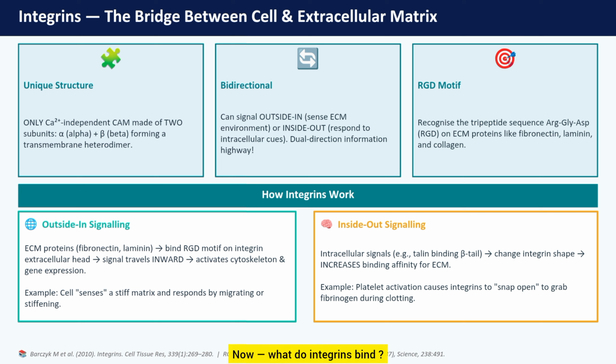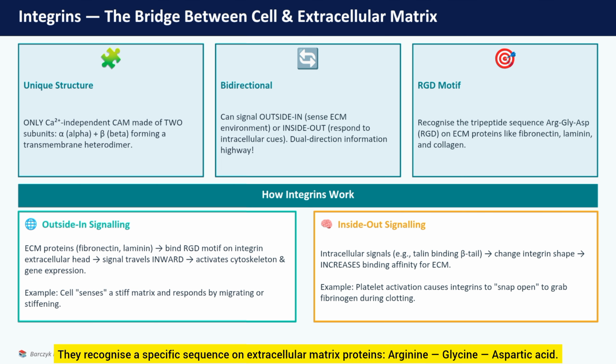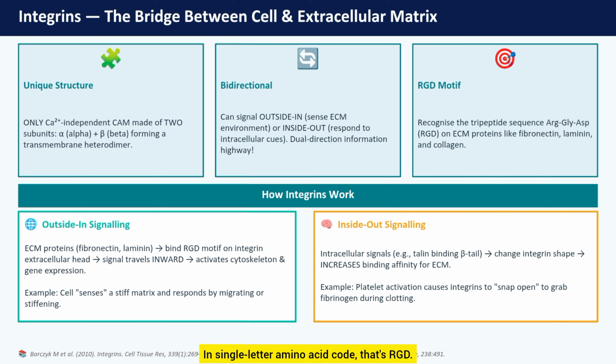Now, what do integrins bind? They recognize a specific sequence on extracellular matrix proteins, arginine, glycine, aspartic acid. In single-letter amino acid code, that's RGD. This RGD motif is found on fibronectin, laminin, and other extracellular matrix proteins. The integrin's extracellular head binds to this RGD sequence to anchor the cell to the matrix.